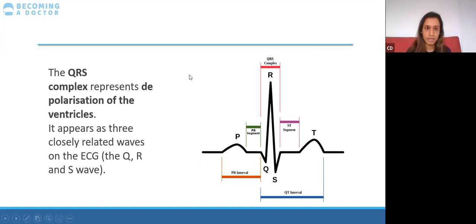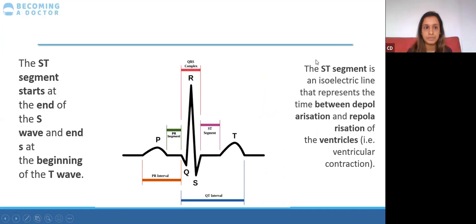The QRS complex represents the depolarization of the ventricles. So this appears as the three closely related waves that you see here. So the Q, the R, and the S. And that I will talk about later, but that should be a specific length and it can't be too long because that's pathological as well.